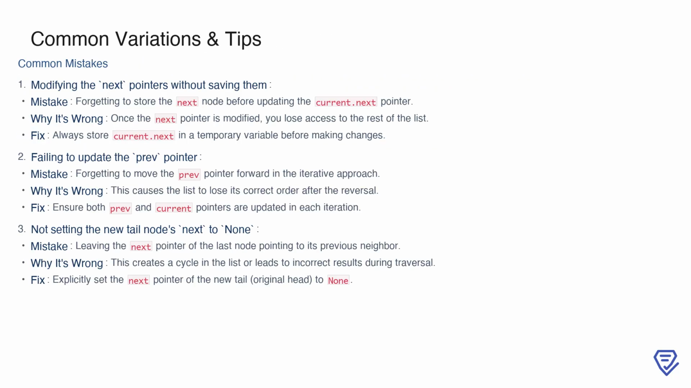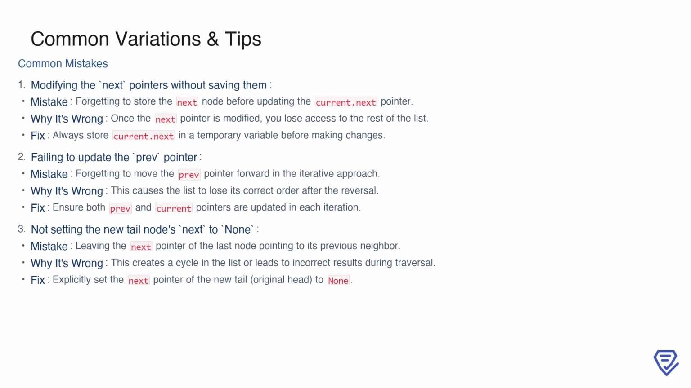When working on reversing a linked list, there are several common mistakes that can trip you up. First, modifying the next pointers without saving them is a frequent error. If you update current.next without first storing its original value, you lose access to the rest of the list, making it impossible to complete the reversal. The solution is simple: always save current.next in a temporary variable before making any changes.